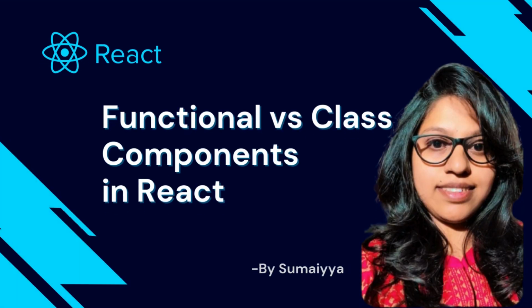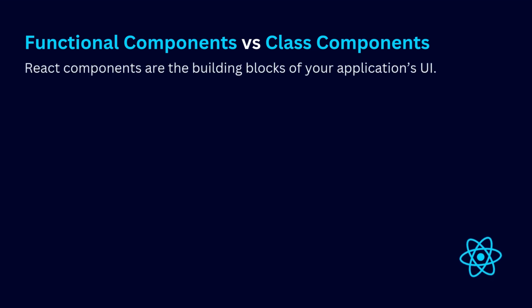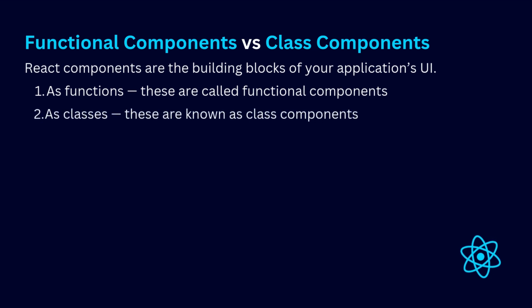Functional components versus class components. In this video, we are going to compare two different ways to write components in React: functional components and class components. Let's start with the basics. React components are the building blocks of your application's UI. You can create components in two ways: as functions, these are called function components; as classes, these are known as class components. Let's understand both and see which one is better to use today.